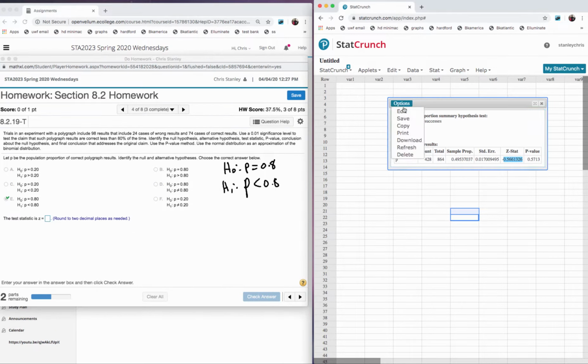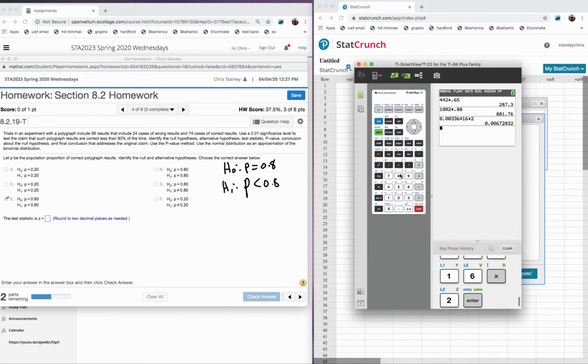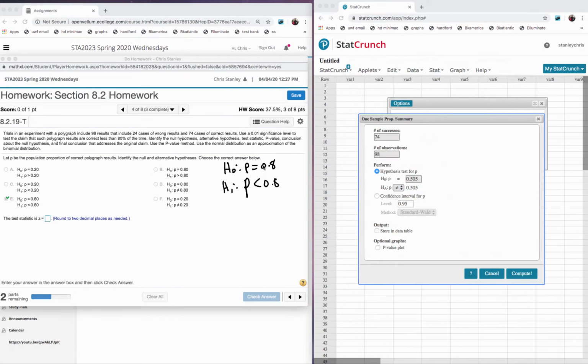Okay, so options. Edit. So I'm looking, let's start with observations. So how many times did we test this thing? 98 times. Out of those 98, how many times was it correct? That was 74. And if you want to see how that compares to 80%, you could always just do 74 divided by 80. This is the sample result. So the sample result was 92.5%. That seems a lot bigger than this.